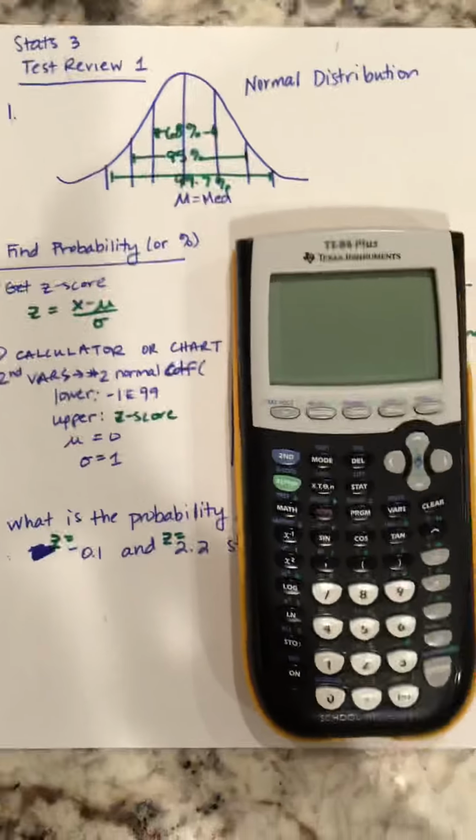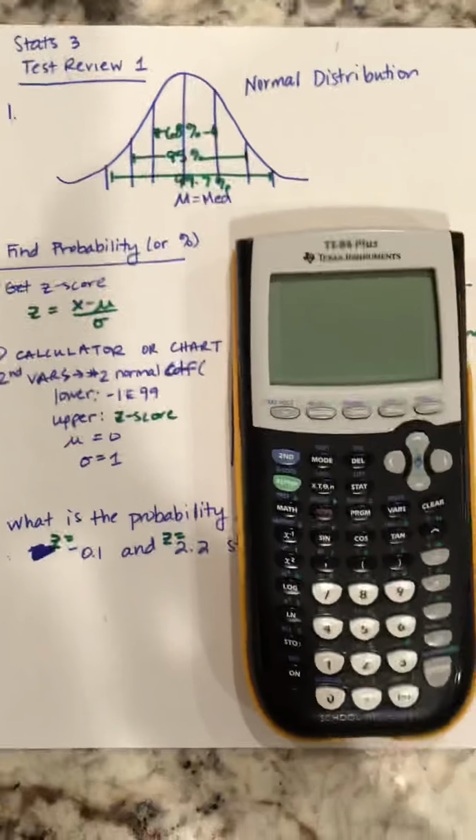If you have an older model calculator, you'll type in negative 1,000. And we always want to type in the z-score for our upper. So our upper value here, I'm going to find the probability for each of these separately, would be negative 0.1. Do not touch the mean or standard deviation, just hit enter. And so we find that the probability is 0.4602. Let's just round to 4 decimal places.